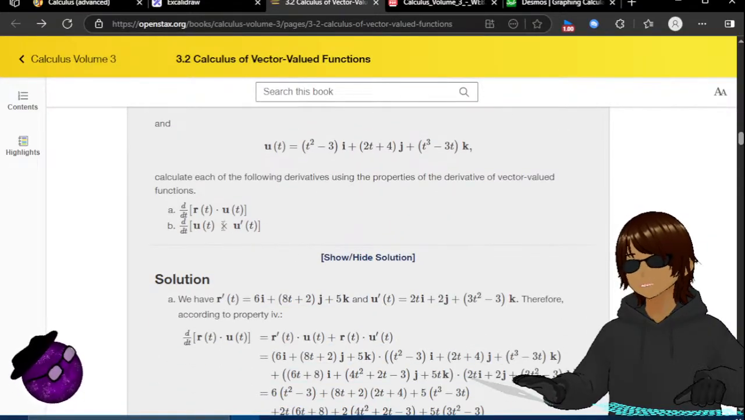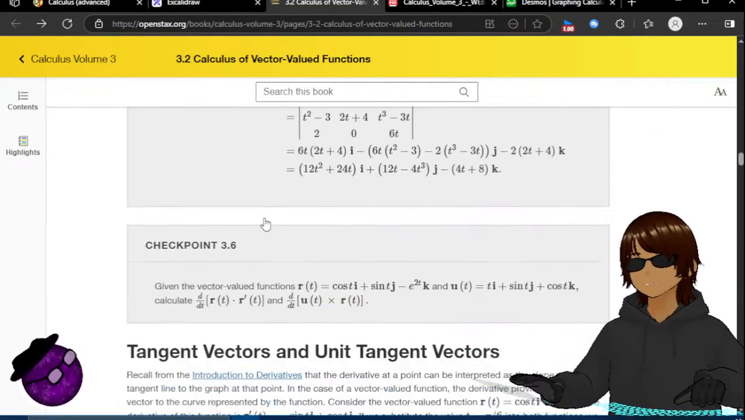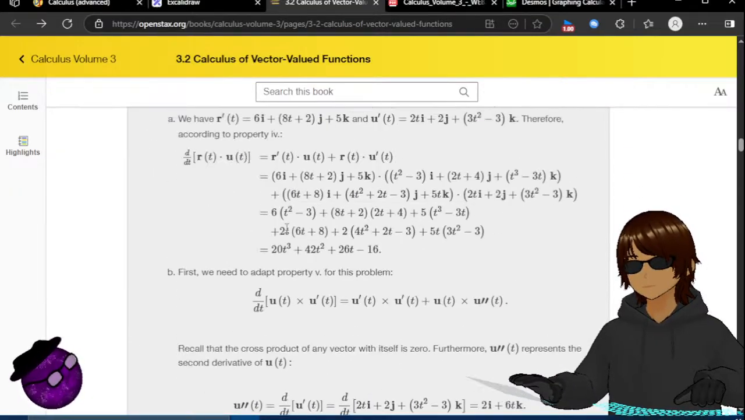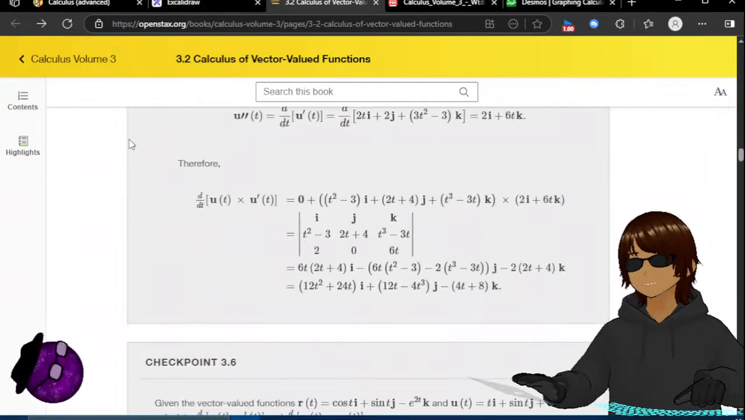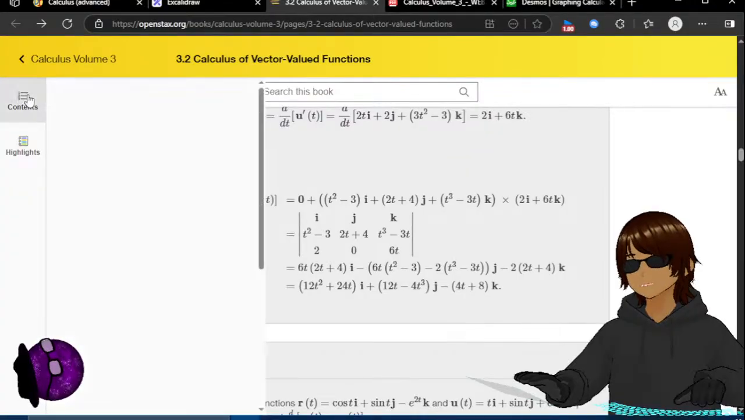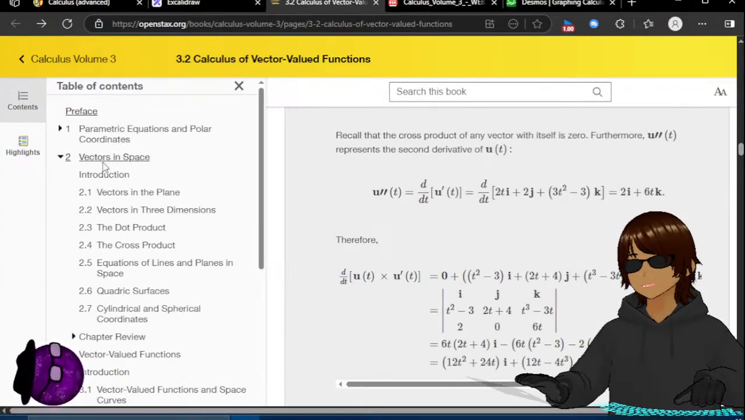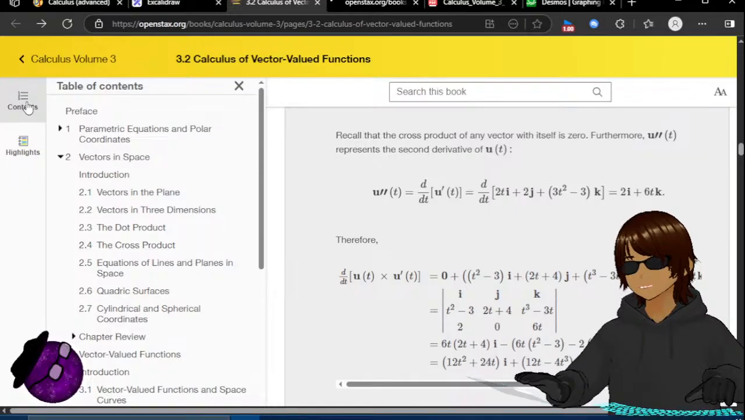Okay, there was a mistake here. They did not say R cross product U, they said U cross product U. Anyways, at least that was a practice. I hope I got it correct though. Vectors and space cross product.